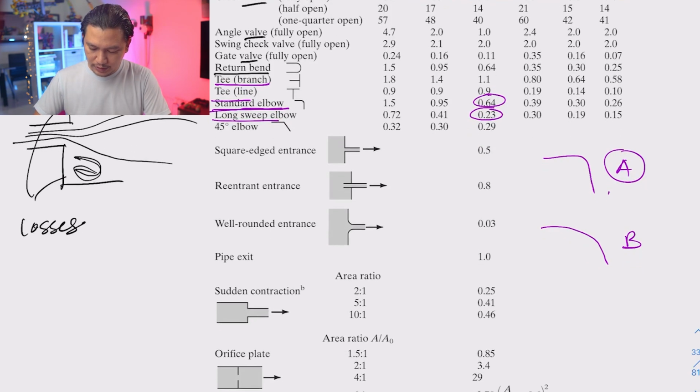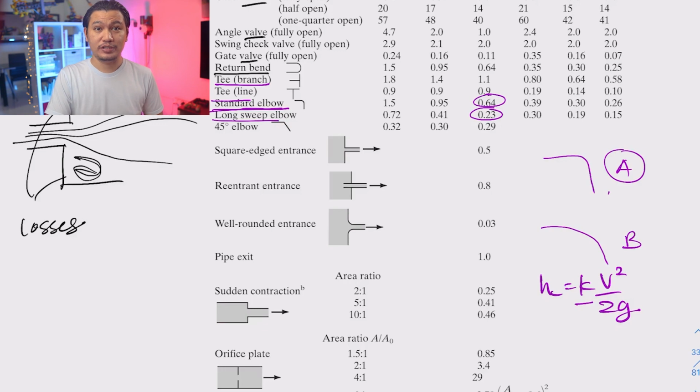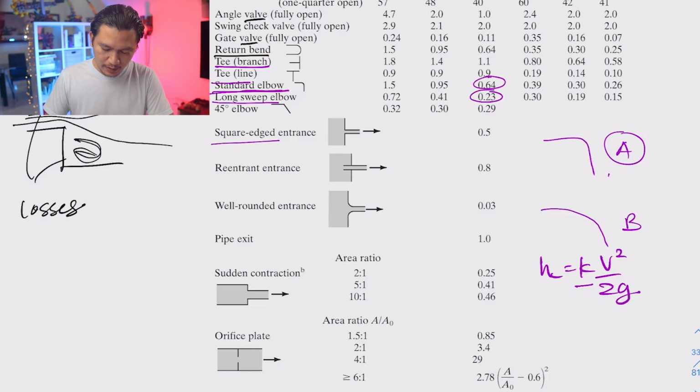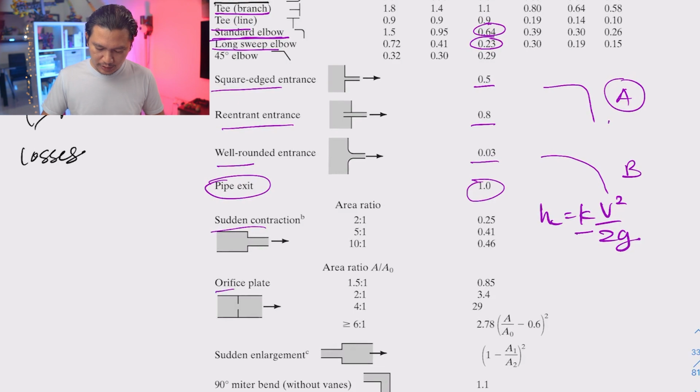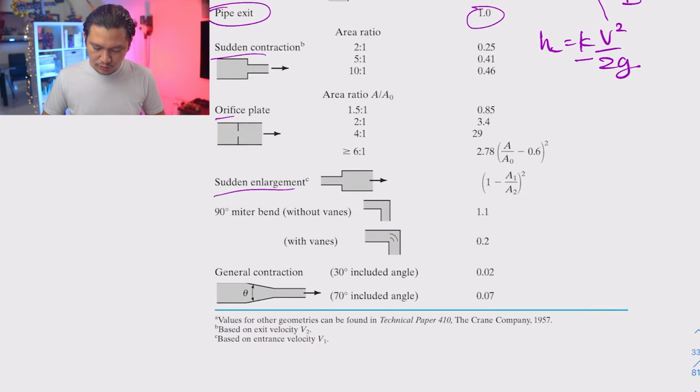And if I write the equation again, HL is K V square over 2G. So the higher the K, the higher your minor losses. And let's see what else we have here. We have the square edge entrance, K value is 0.5. Re-entrant entrance, this is 0.8. Well-rounded entrance, 0.03. And pipe exit is something that you will see very often. The K value is 1. And then of course you have sudden contraction, orifice plate, sudden enlargement, and also general contraction.